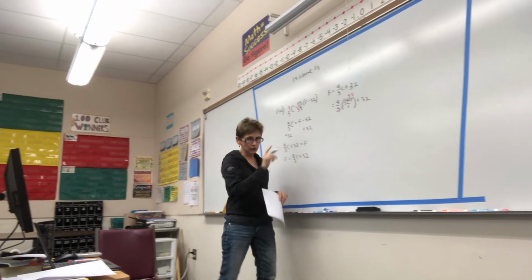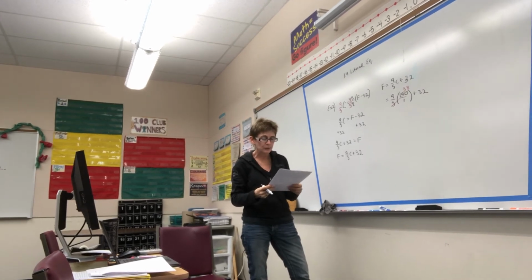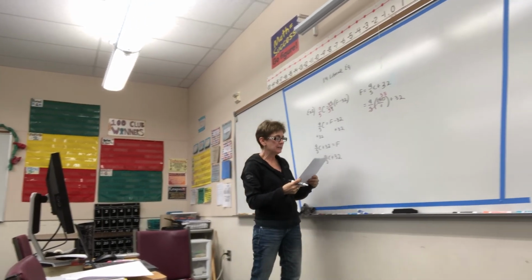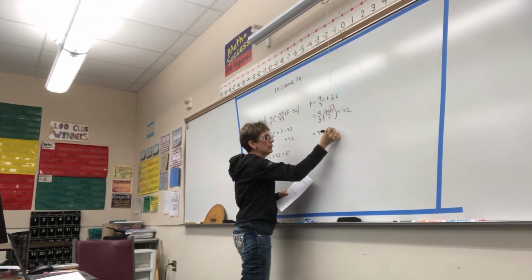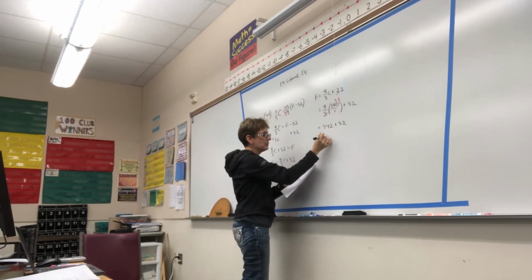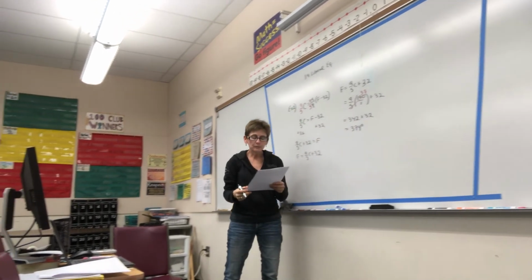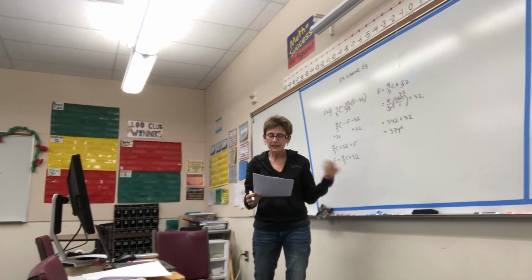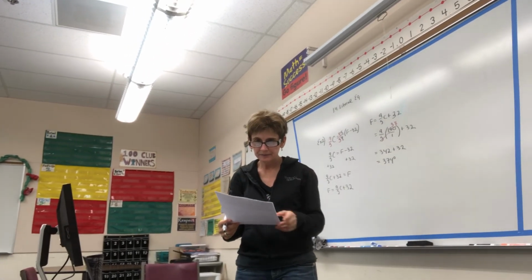If you're at all uncomfortable about this, be sure to ask me during Zoom and I will be delighted to help you. When we take 9 times 38, we get 342, and then we would add 32 to that and get 374 degrees. So Teo will need to cook his bread at 374 degrees Fahrenheit.